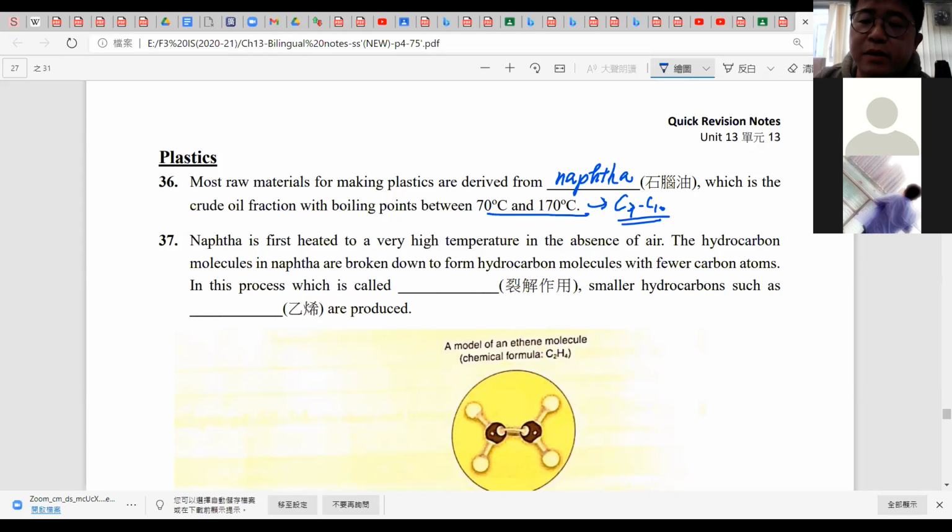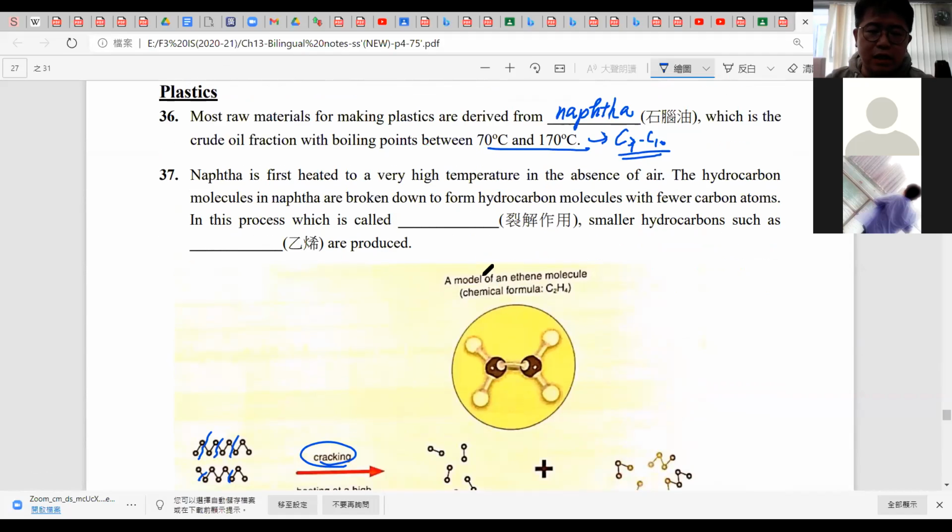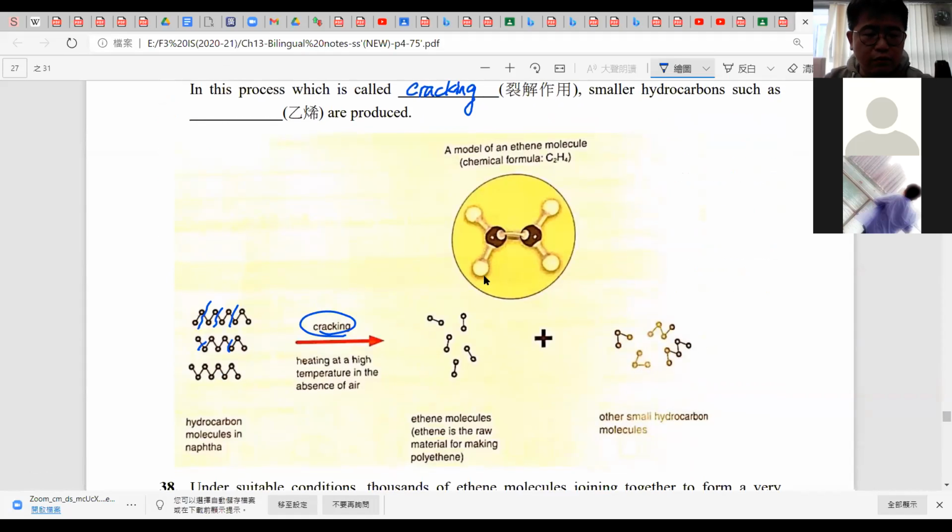So what we should do next, just like this diagram, is further break the naphtha down into smaller pieces. We call that process cracking. By doing so, we can have smaller molecules. For example, if you take a hydrocarbon with 9 carbons and break it down, you may have 2, 3, 4 carbons, for example.